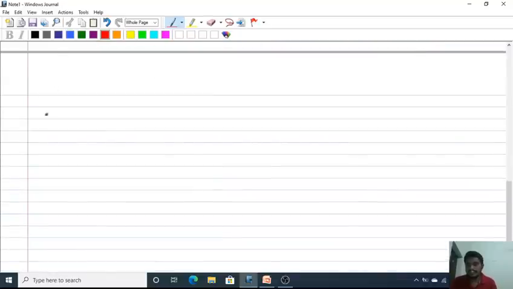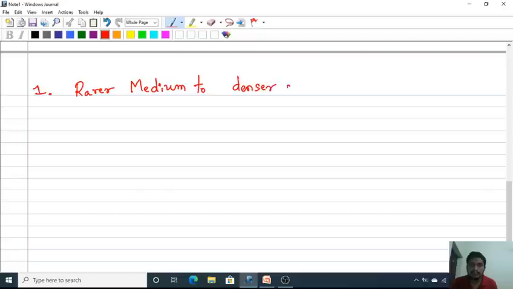we'll discuss different cases of refraction of light. For example, light is traveling from a rarer medium to a denser medium. When light travels from rarer to denser medium, it bends towards the normal. I'll show here.